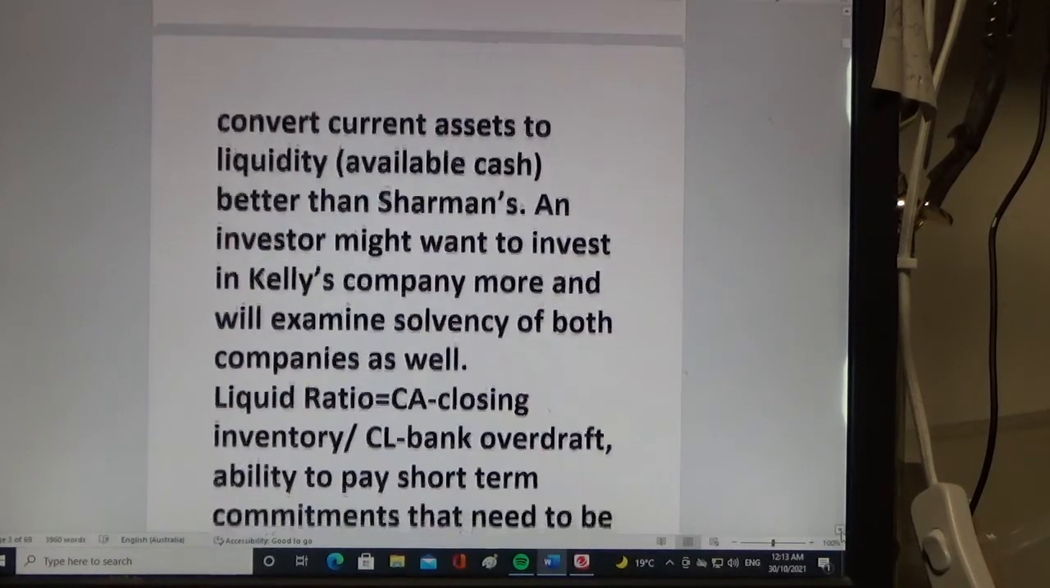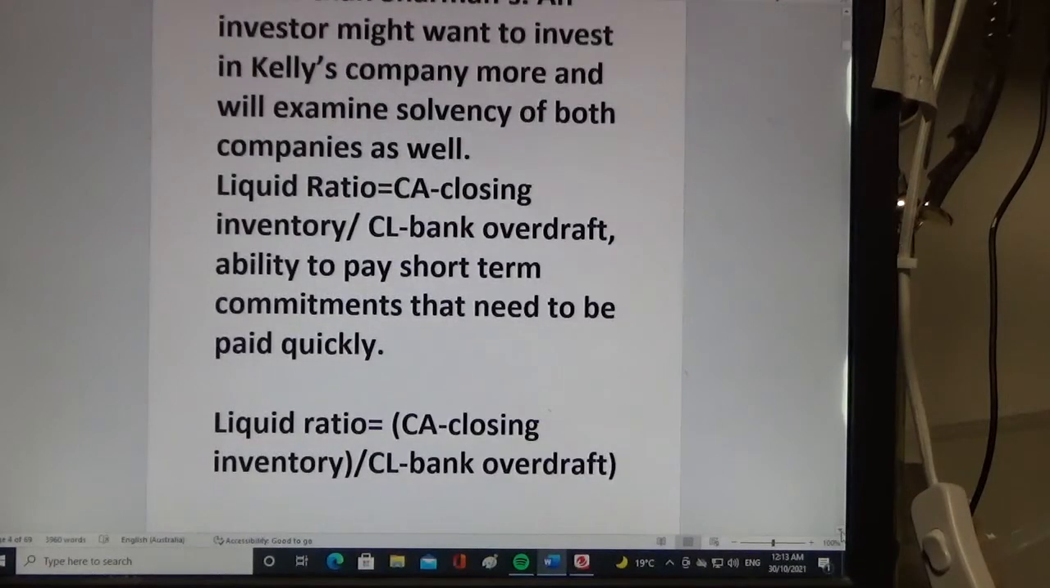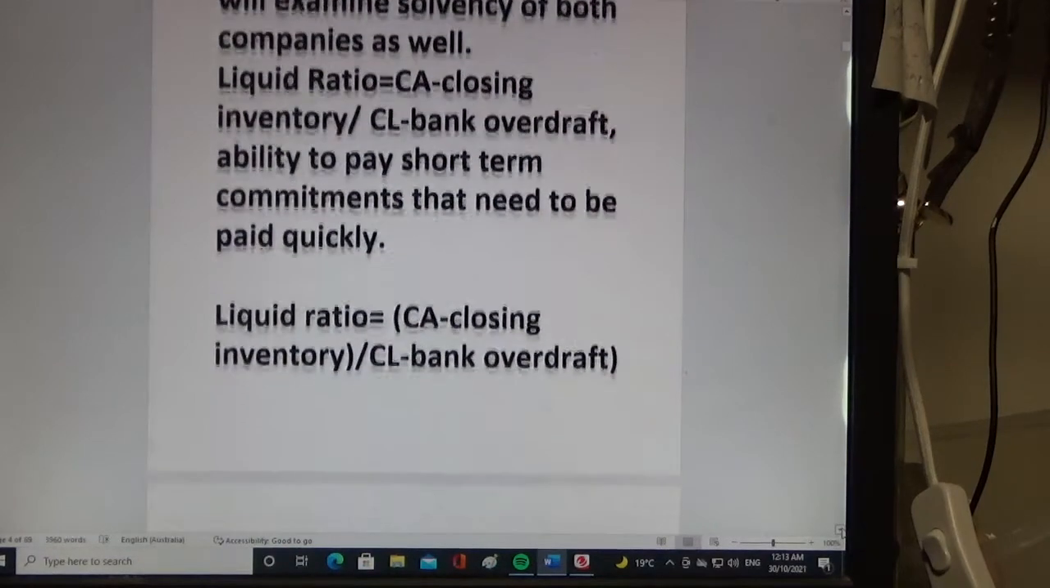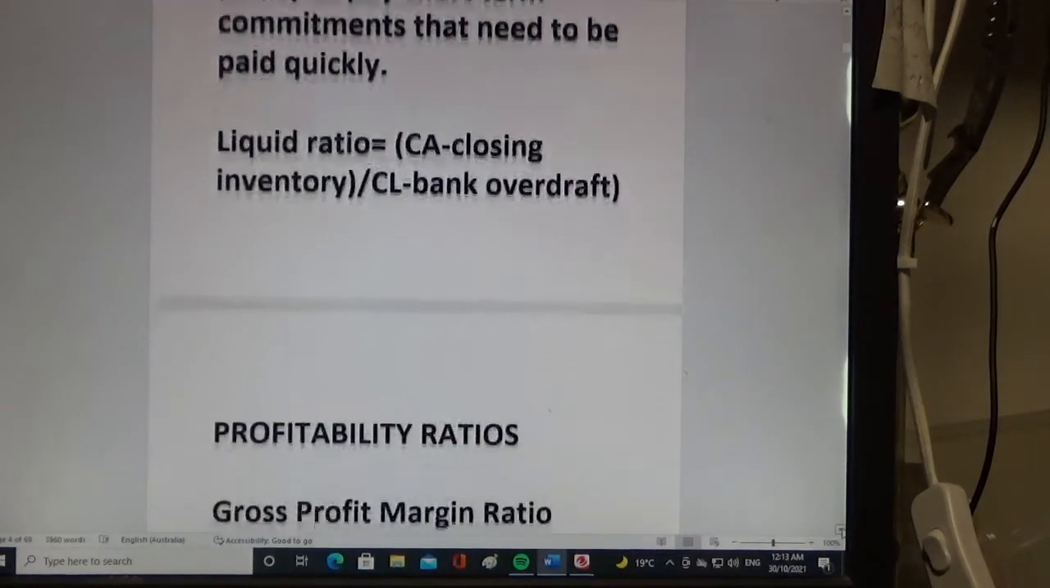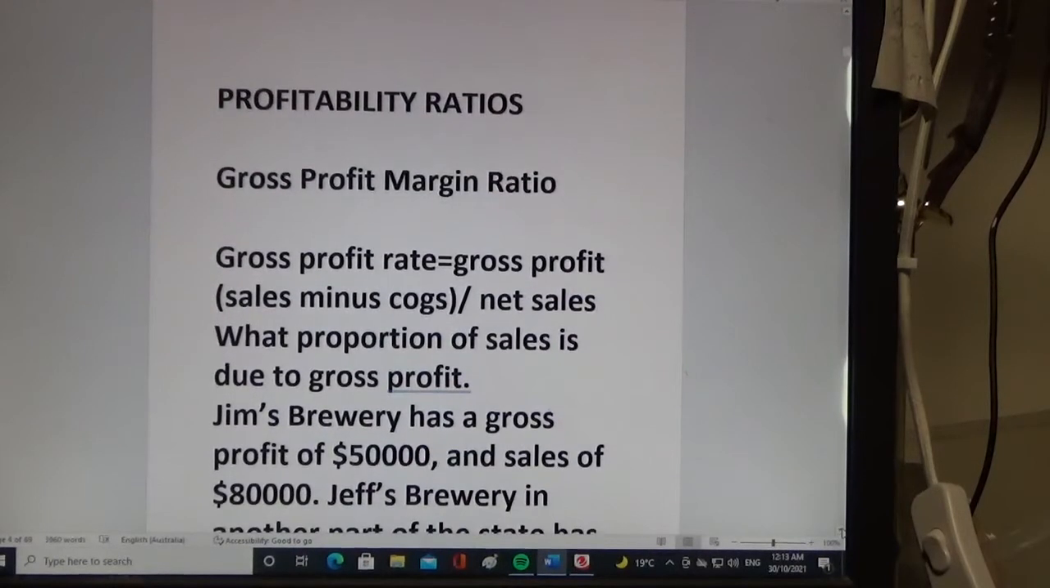Another liquidity ratio is current assets minus closing inventory divided by current liabilities minus bank overdraft. When the bank lets you go into a debit balance in your account, it's like a short-term loan from the bank. It can be recorded in current liabilities, bank overdraft. The ability to pay short-term commitments that need to be paid quickly. Okay, that's that if you need it. I haven't done a calculation for that one. Some of them I just skipped.